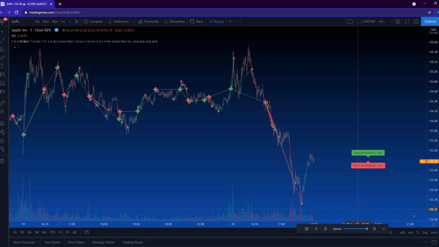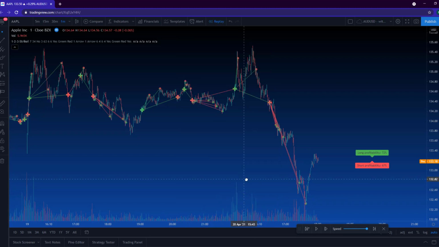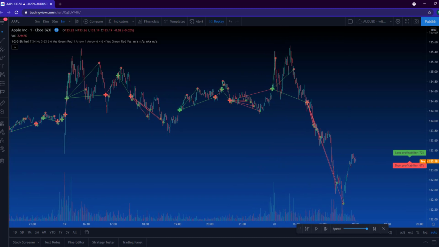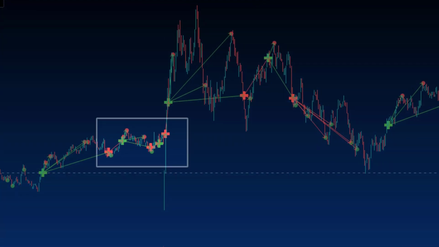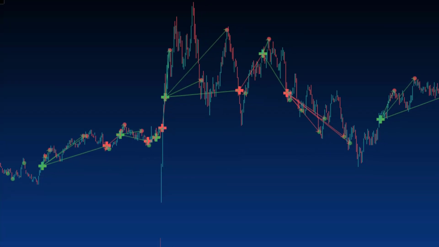Since 1-2-3 Strike is a trend-following indicator, we want to make sure that these MA periods are set up properly. Based on that intuition, let's try shortening the fast MA period to 3 and tripling the slow MA period to 63. So we've definitely filtered out some of those late short entries, and we've significantly improved our profitability in both trade directions. But we still have a couple of these late acting entries that are costing us performance.